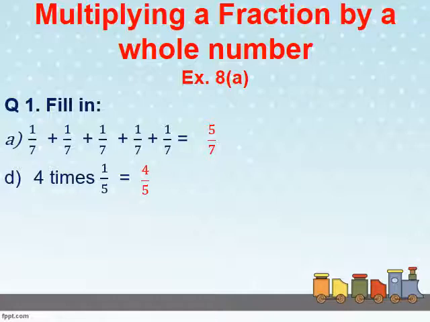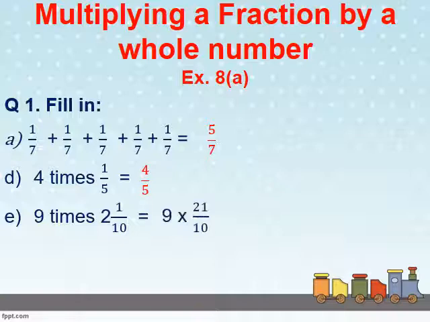So now, children, let's move to E part of question number 1. In E part, what are we supposed to do? 9 times 2 1 by 10 is equal to how much? So, 9 times 2 1 by 10 means 9 multiplied by 21 by 10, because 2 1 by 10 is a mixed fraction. So, we will change it into an improper fraction, which is equal to 21 by 10. So, 9 multiplied by 21 by 10 is equal to 9 multiplied by 21 in the numerator upon 10, which in turn is equal to 189 upon 10. And this is our final answer.